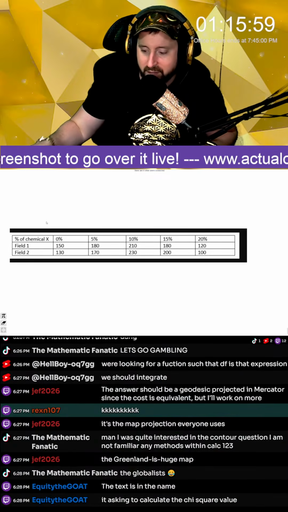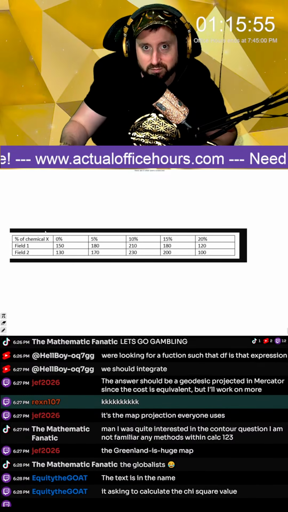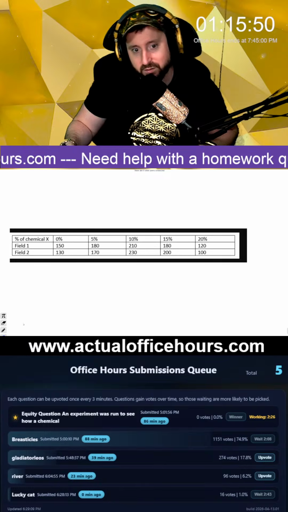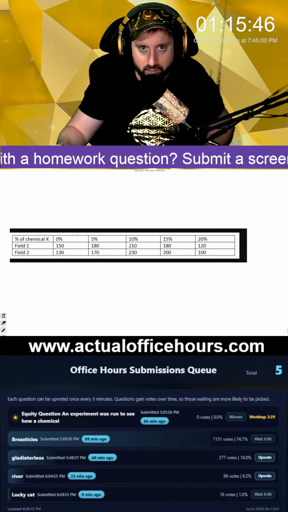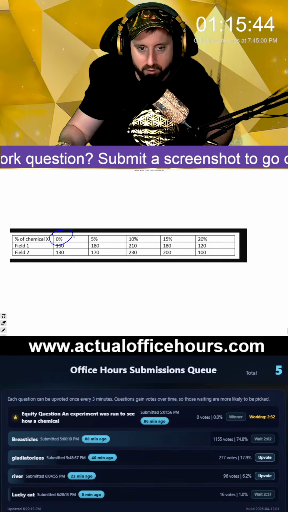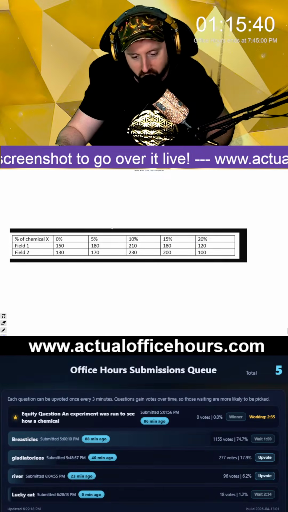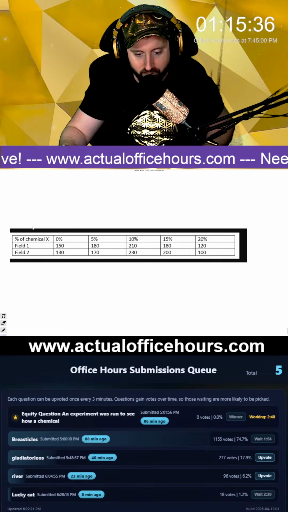Okay. Calculate the chi-square value. Okay, fine. This appears to be a regression. Okay. So you want to see whether the percentage of chemical is something that determines whatever this value is, or if the field is something that determines this value.